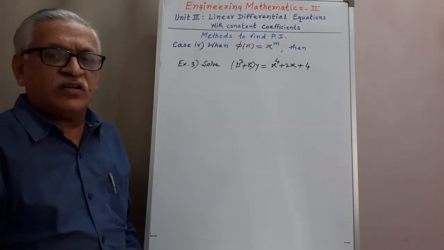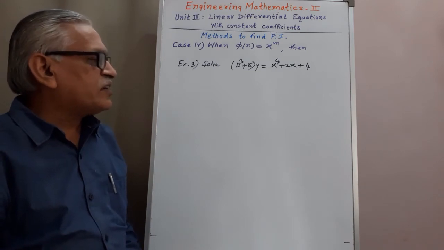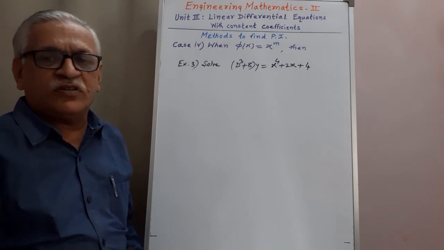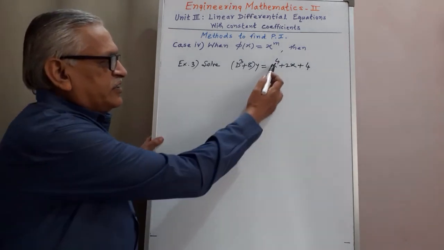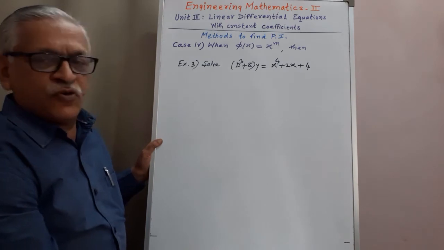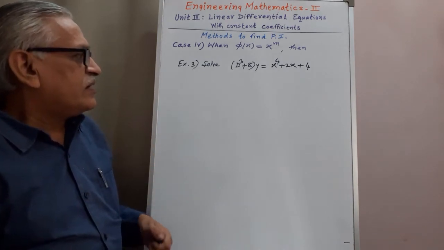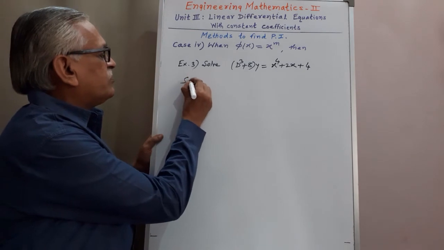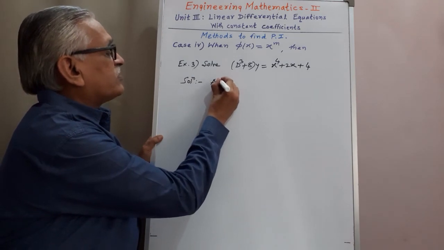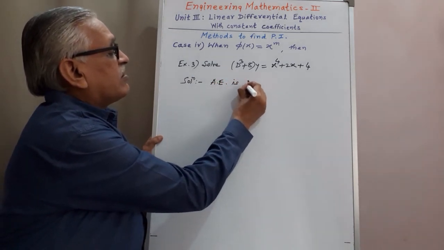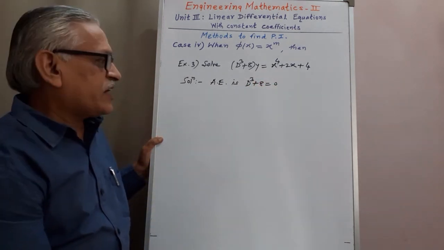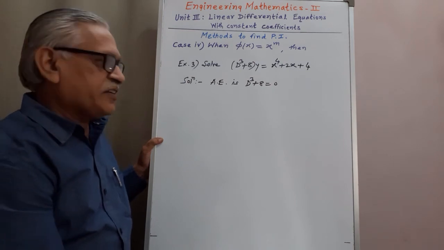Next example, solve differential equation D cube plus 8 into y is equals to x raised to 4 plus 2x plus 4. Though here there are 3 terms, we consider this as a single expression, a single term with the highest power as 4 as a value of m, and therefore finding the solution, first CF part, auxiliary equation is D cube plus 8 equals to 0. As it is cubic equation, we can determine its roots by synthetic division technique.